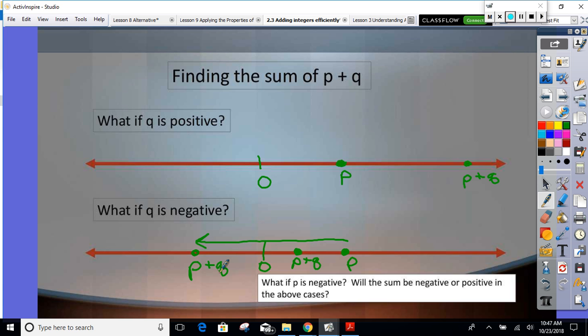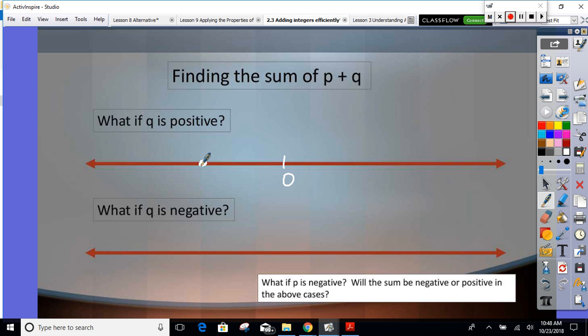So when Q was positive and P was positive, P plus Q had to be positive. But when P was positive and Q was negative, the sum could be positive or negative depending on where it ended up. Okay, let's take a look at this same scenario. Let me use a different color, maybe it'll be easier for you to see. Is white better? No. Okay.